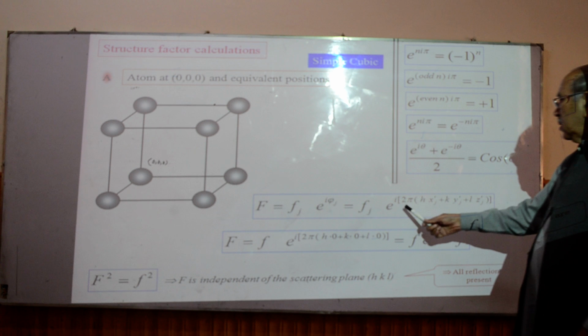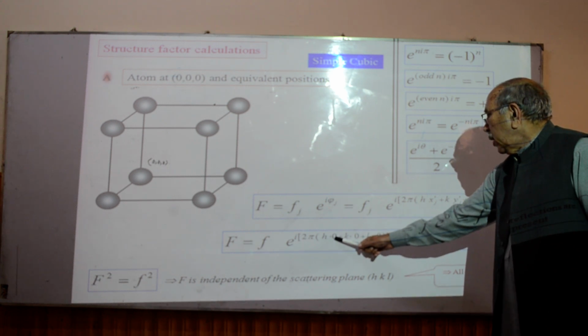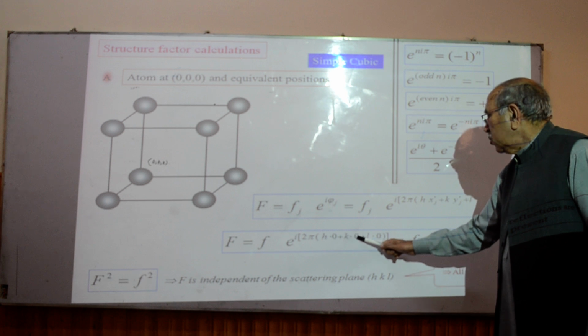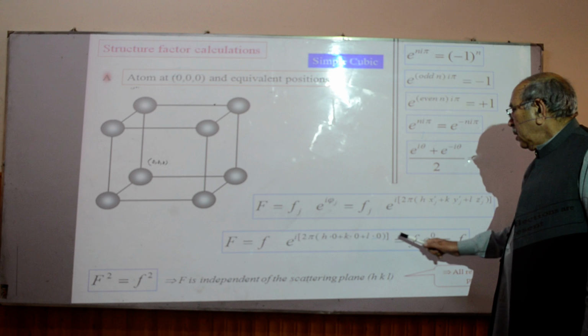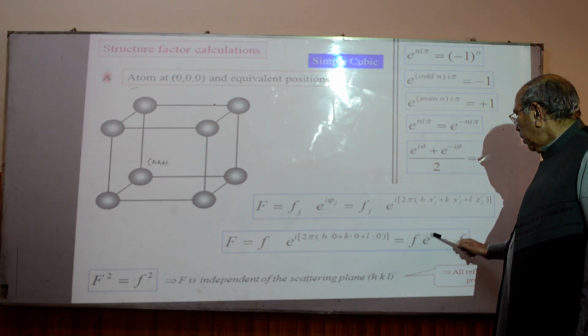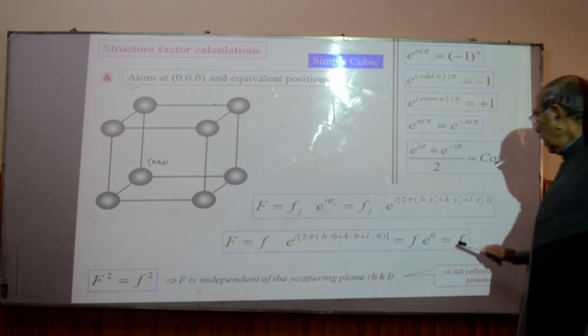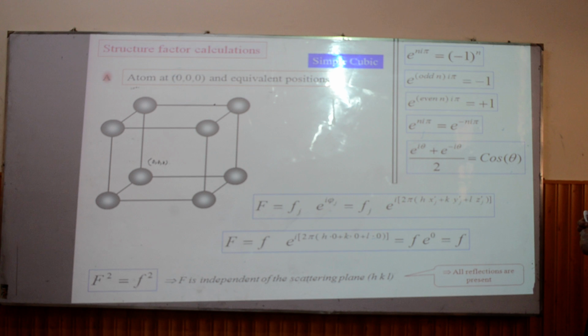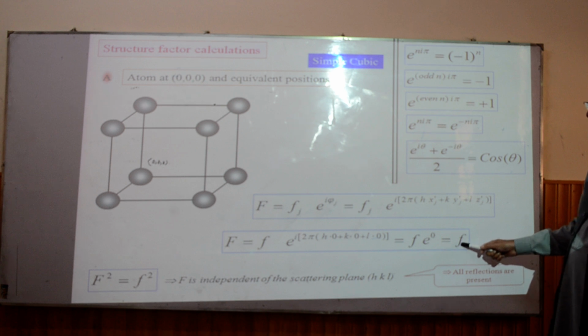So what I write, e raised to the power iota 2 pi h into 0, which is x, plus k into 0, which is y, plus l into 0, which is z. And if you calculate, it will come out to be f e raised to the power 0. And anything raised to the power 0 is always 1. So we write f multiplied by 1 is equal to f.